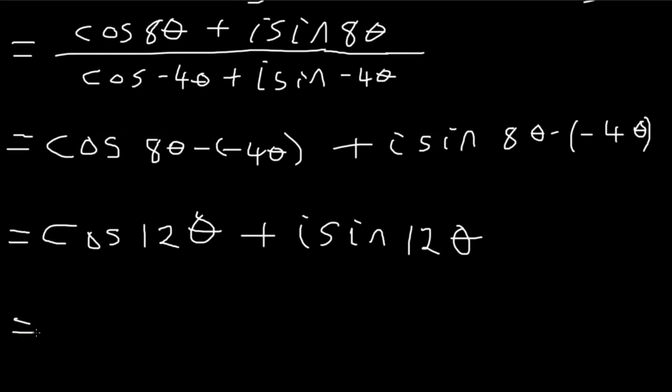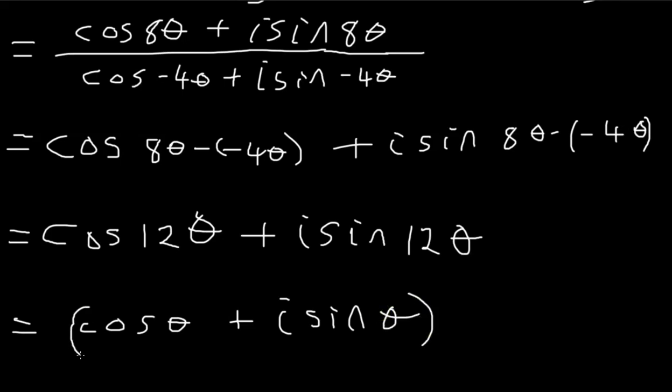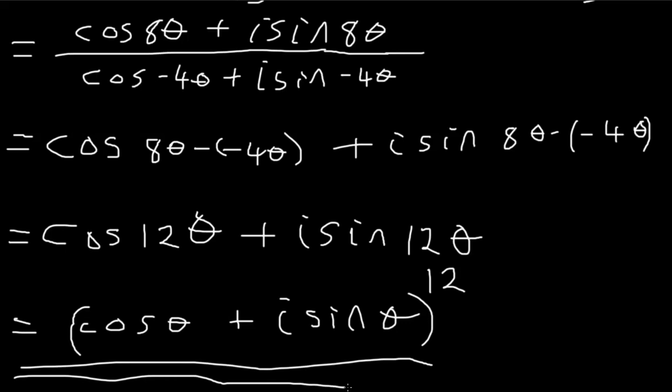So our final answer now will be cos theta plus I sine theta, everything raised to the power 12. So this is how you solve the first part of the question, and it is done just like this. This is where I end from. Let's now go on to the next question. You see how it's going to be.